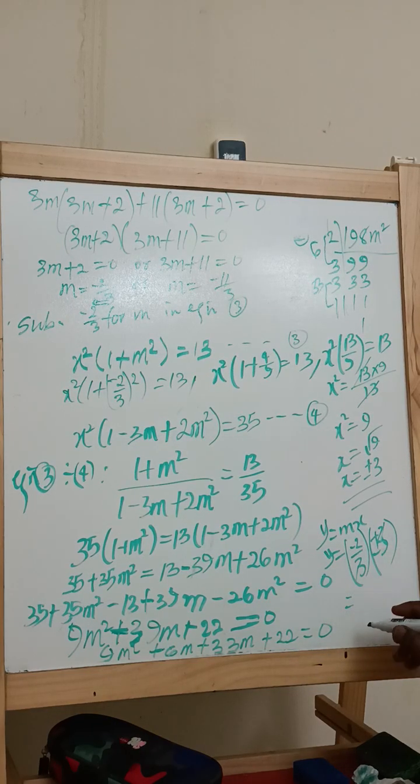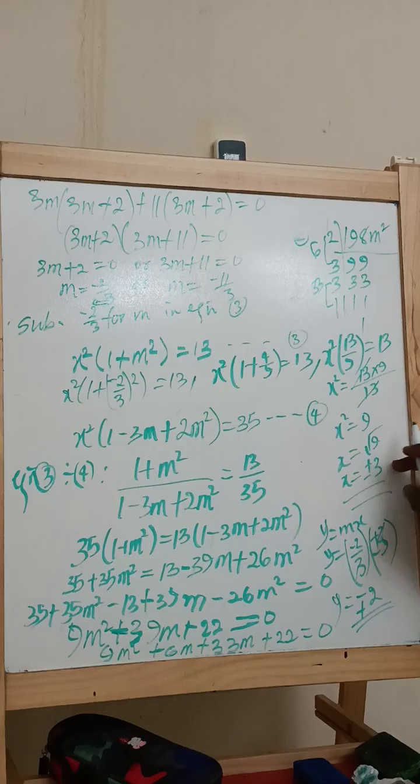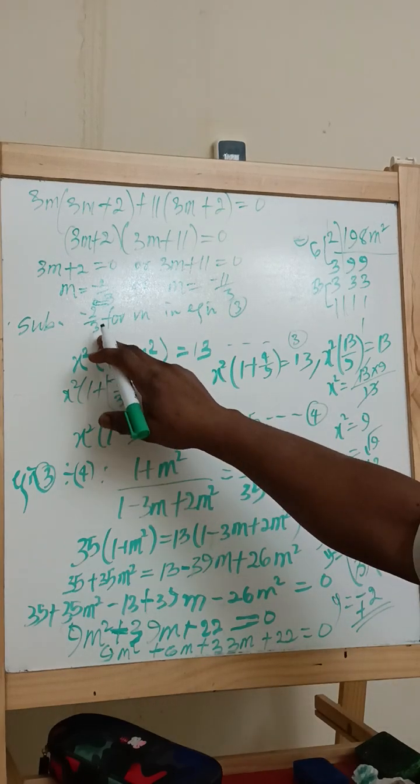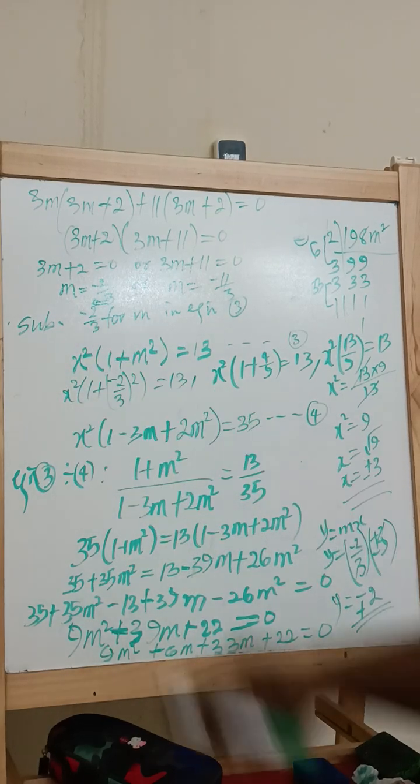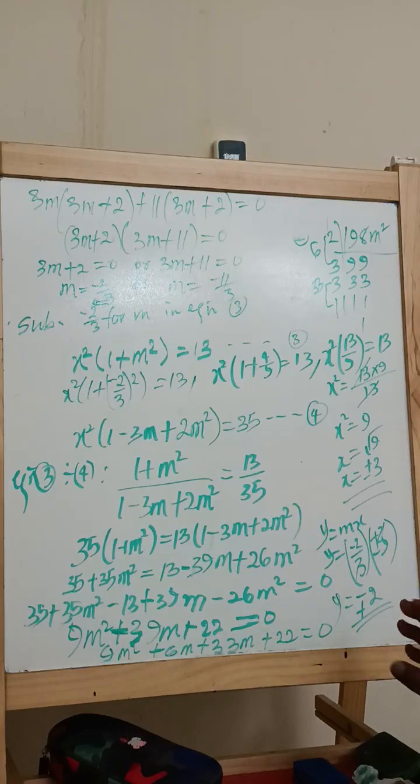So the answer is going to be minus plus 2. Okay? So that's going to be y. X is plus or minus 3, and y is minus plus 2. So that's when m is equals to minus 2 all over 3. So that's the first solution.